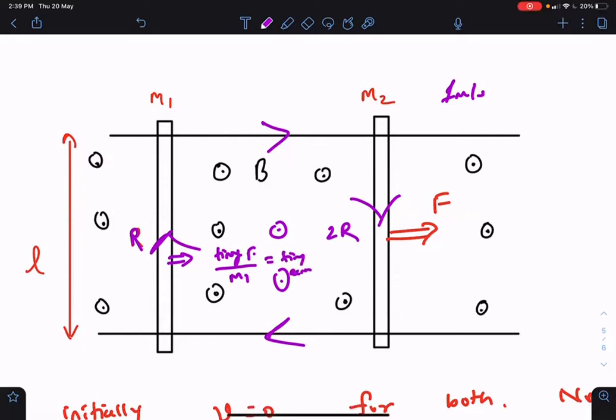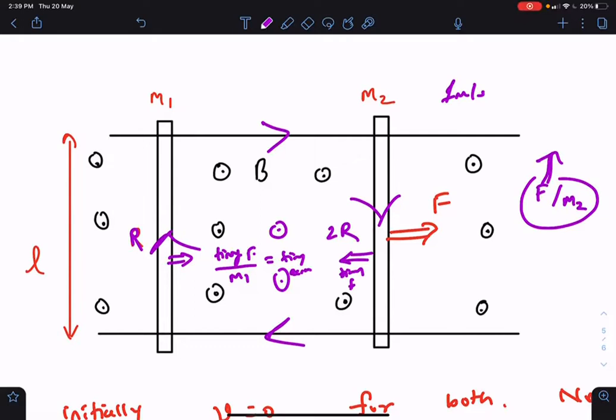So M1's acceleration will be very, very small, whereas M2's acceleration is quite a good amount, because this capital F is quite a substantial value. M2 will also get this tiny force, but this tiny force will not be able to cancel out the effect of capital F.